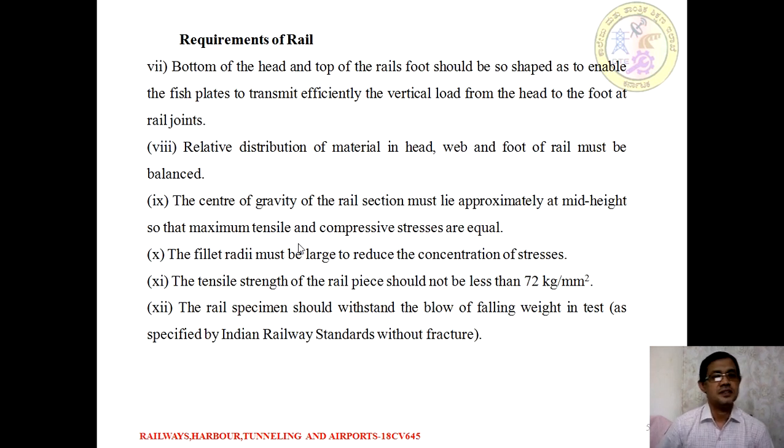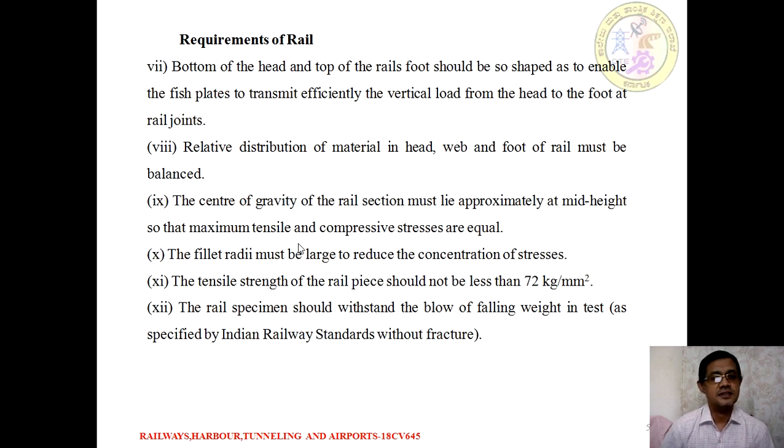Next one. The bottom of the head and the top of the rail foot should be so shaped that they enable the fish plate to efficiently transmit the vertical loads from the head to the foot wherever rail joints are provided. That is, in the web section, where fish plates are provided, they should efficiently transmit the incoming vertical loads. The relative distribution of material in the head, web and foot should be well balanced.